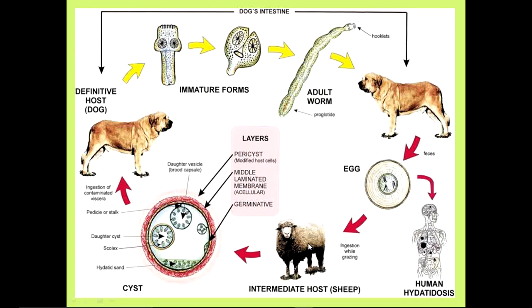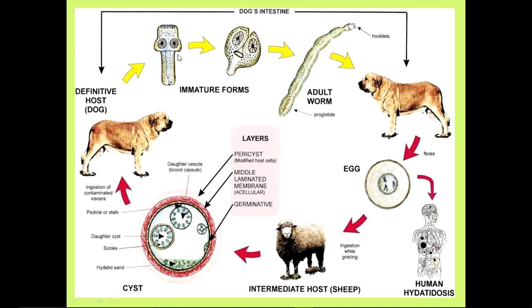So wherever the embryo settles, the hydrated cyst is formed. Now this is the hydrated cyst, and these cysts are ingested by the carnivores, for example dog, when they consume the meat of these herbivores.